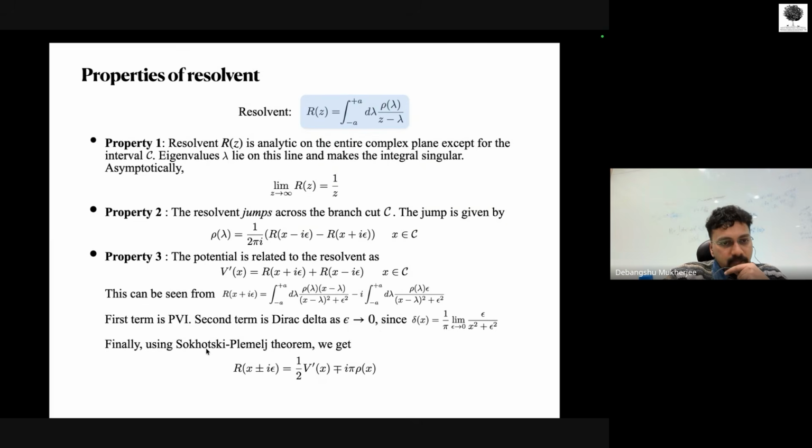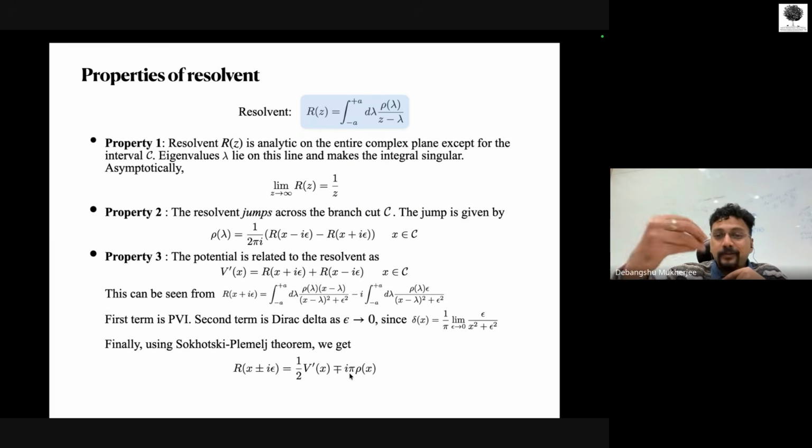Finally, there is something in complex analysis called the Sokhotski-Plemelj theorem, which tells you that the resolvent across these branch cuts are related by this. So the moment you look at these relations, you can immediately see how rho and v prime, these two relations, follow. By the way, this Sokhotski-Plemelj theorem actually gets applied at a variety of places.